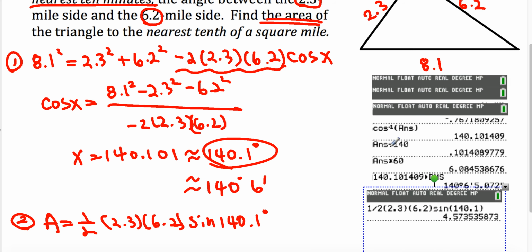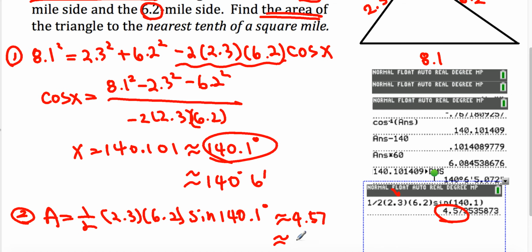Then our answer seems to be right over here, 4.57, to the nearest tenth of a square mile. So that means this would be 4.6 square miles. Okay. All right. So that's what we could have done. Let's go for the next question.